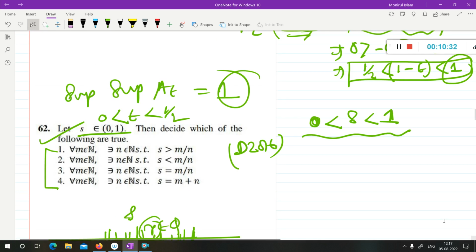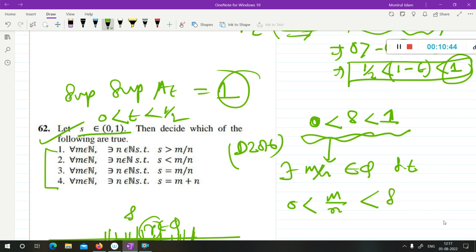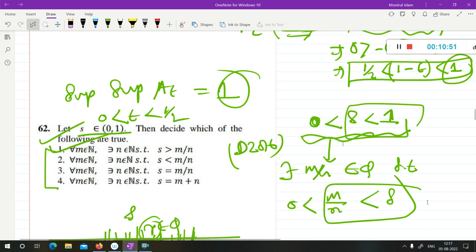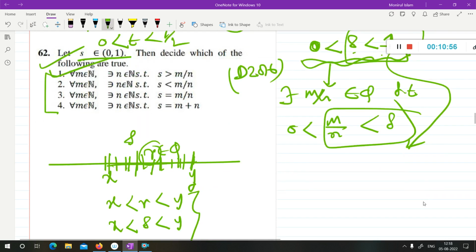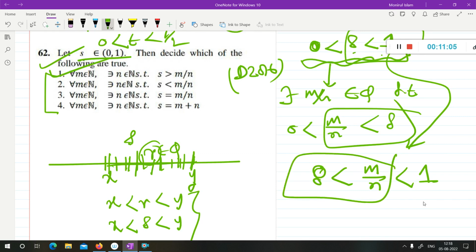So 0 is less than s. From here you can write that there is a rational number 1 by n such that 0 is less than 1 by n less than s, so s is greater than 1 by n. Similarly, if s is less than 1, then s is a real number and 1 is a real number, so between them there is also a rational number. So you can say s is less than 1 by n. So this is correct.